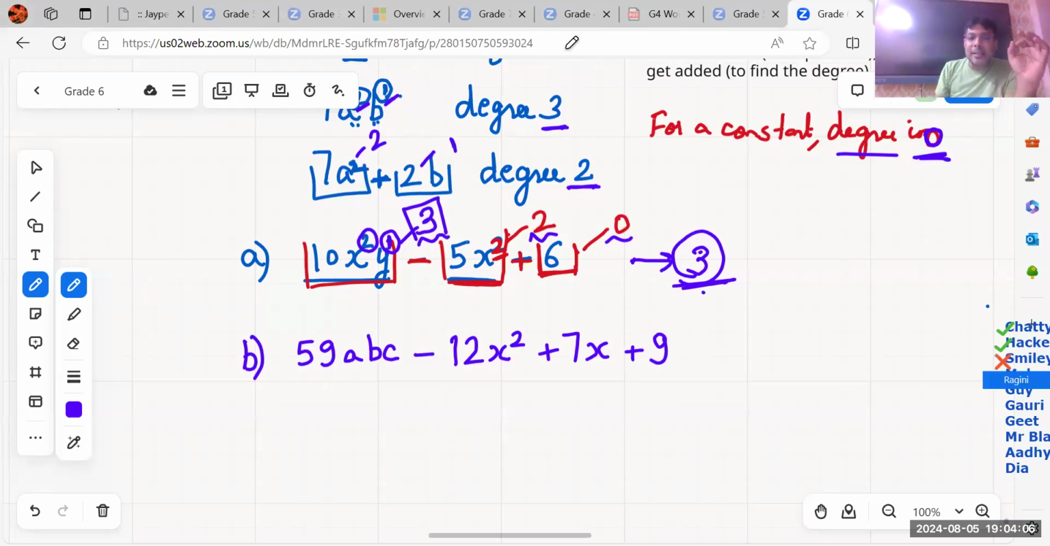So I will repeat the steps. First of all, identify the terms. Identify all the terms. After identifying the terms, write the degree of all the terms. Then whichever is the highest, that will be the degree of the polynomial.